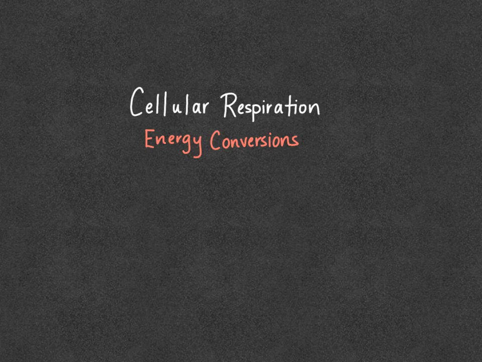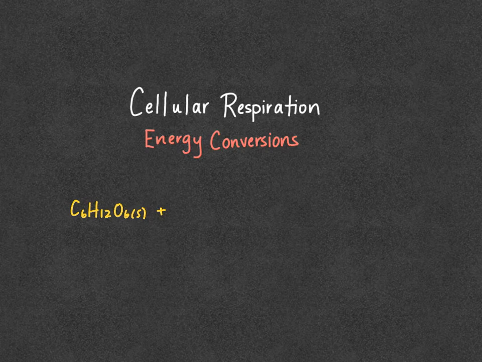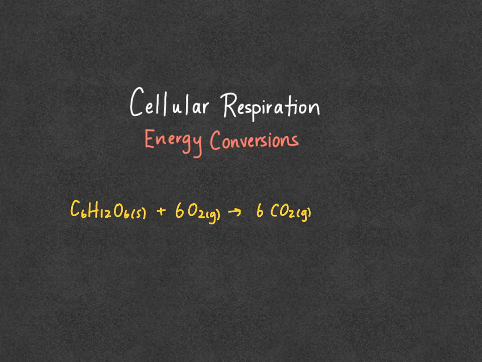In this video, we're going to look at energy conversions during cellular respiration. So we're going to start by writing the cellular respiration equation. We start with glucose, and we add on 6 oxygens to produce 6 carbon dioxides and 6 water molecules. So it's kind of like a combustion reaction.